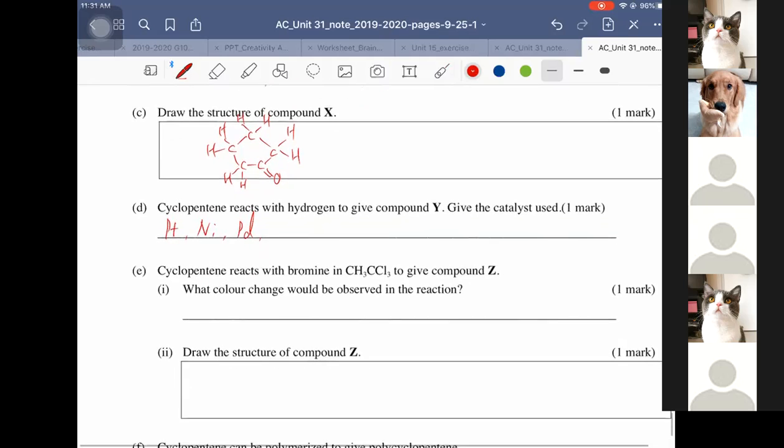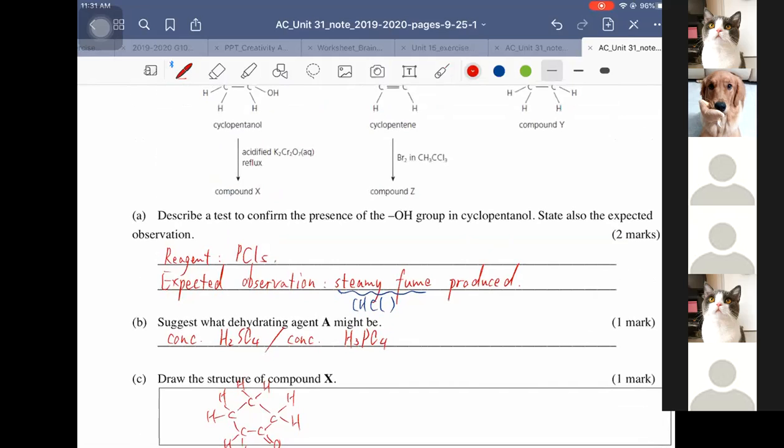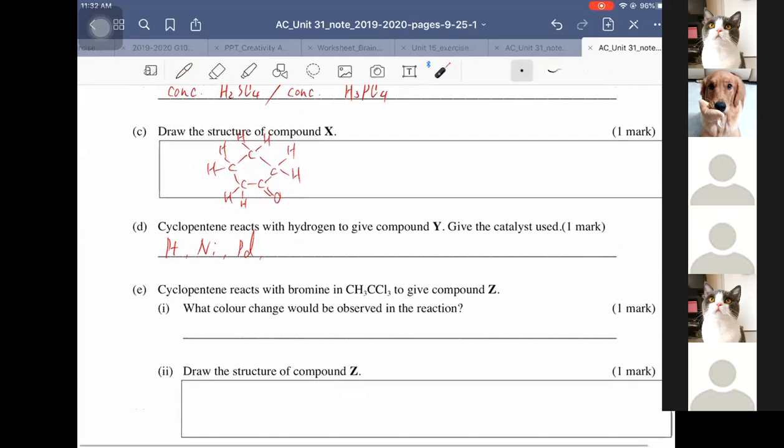And then next part, cyclopentene reacts with bromine in organosolvent to give compound Z. It's this part. Since the reaction is in organosolvent, no water is present, so no OH minus is present in this reaction. And what color change will be observed? It will change from orange, the color of bromine in organosolvent, to colorless after the reaction.